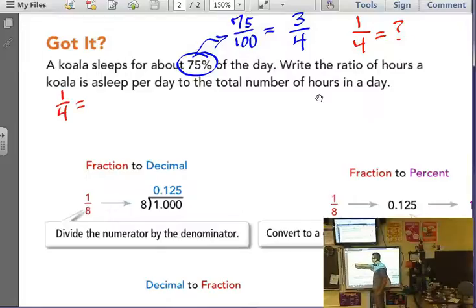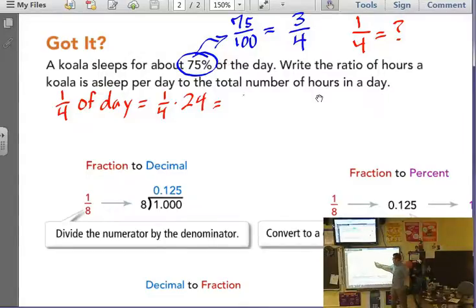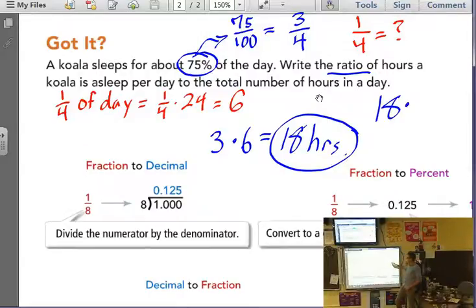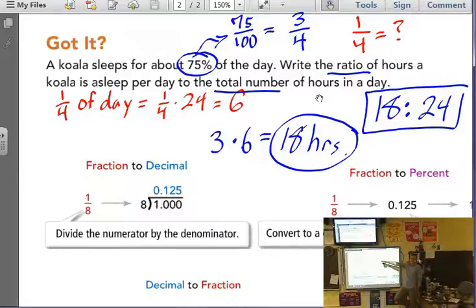1/4 of the day is how many hours? Well, 1/4 of the day is going to be 1/4 times 24, or 24 divided by 4, which comes out to be 6. But that's 1/4. So to find 3/4, we're going to do 3 times 6, since 6 was our 1/4, and that gives me 18 hours that the koala is sleeping. But that's not my answer because it asked me to write the ratio, so it's going to be 18 compared to, or related to, the total number of hours, which hopefully we all know is 24. And we would not reduce that since it asked me for total number of hours.